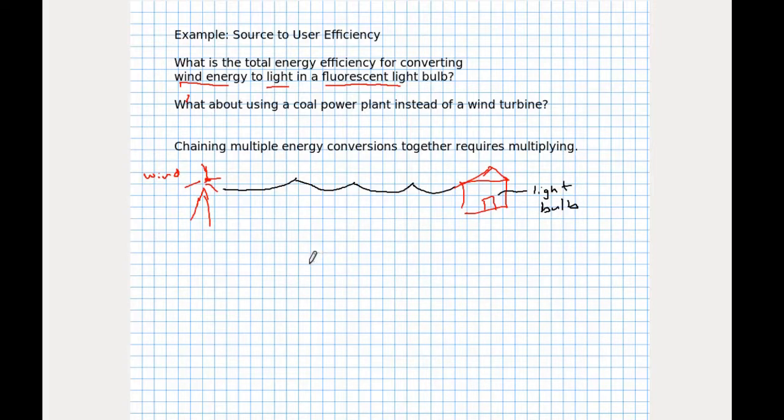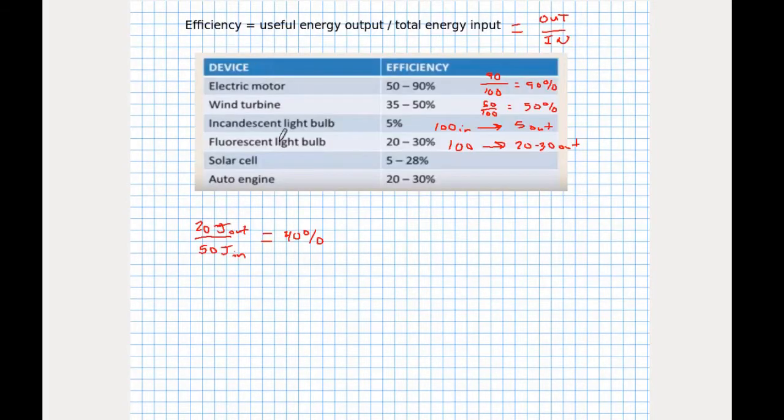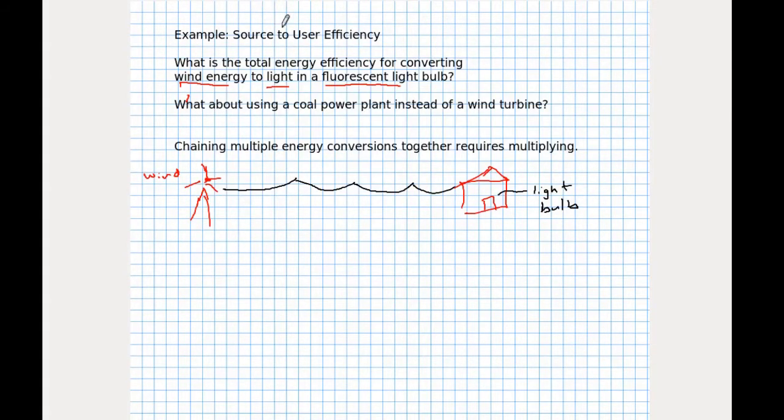Some of it gets turned into forms that we don't actually want, usually heat or waste of some kind, and some of it gets converted into the useful thing that we want. So each one of these steps involves a loss. So let's look back at that table from the previous page for a second. A wind turbine has an efficiency of 35 to 50%. All right, so let's take the best case number. So that means when that wind gets turned into electrical energy on the wind generator, you only keep about half of the energy you started with.